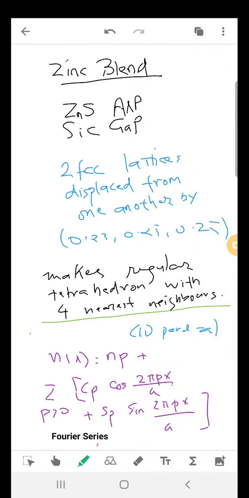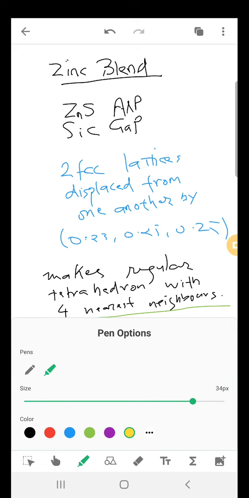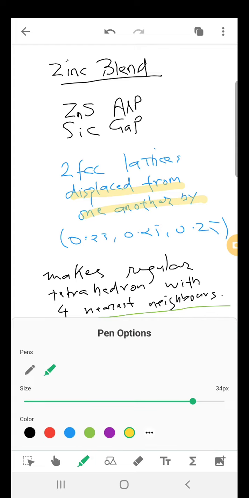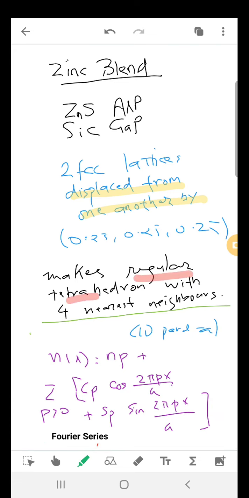And then we have the zinc blende structure, and these are the examples: zinc sulfide, aluminum fluoride and silicon carbide. And again there are 2 FCC lattices displaced from one another. So although there are 2 interpenetrating lattices as in the case of NaCl, they are displaced from one another by the following values, and they make a regular tetrahedron with 4 nearest neighbors. Okay, so these are the different types of structures.